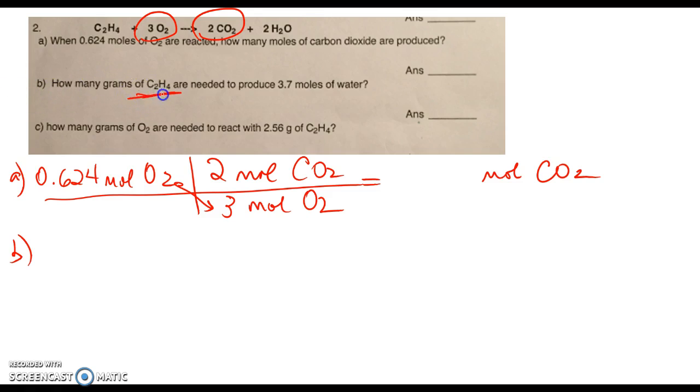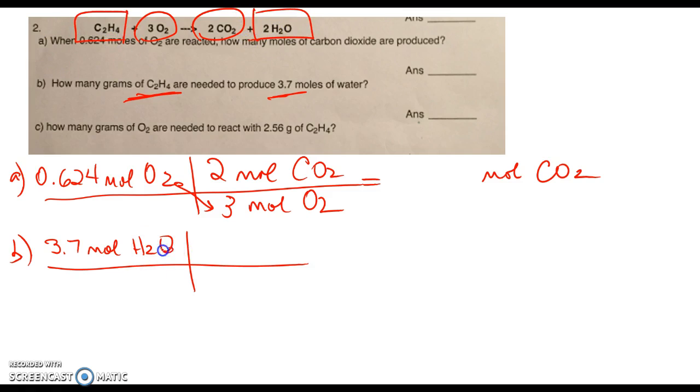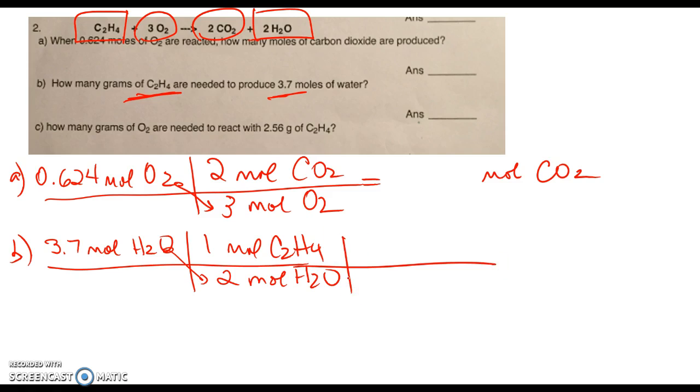Let's try this. How many grams of C2H4 are needed to produce this many moles of water? All right, well, we're starting with moles of water. So we can go from moles of water to moles of C2H4 using the coefficients of the balanced equation. So moles of water comes in the bottom. But for every 2 moles of water, I get 1 mole of C2H4. And they want us to get it into grams, so now we use the molar mass. 1 mole C2H4 is so many grams. You figure out the molar mass. Units cancel, and you're left with grams.